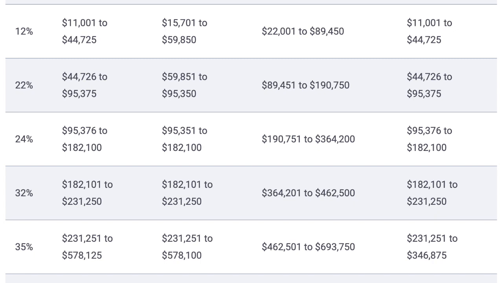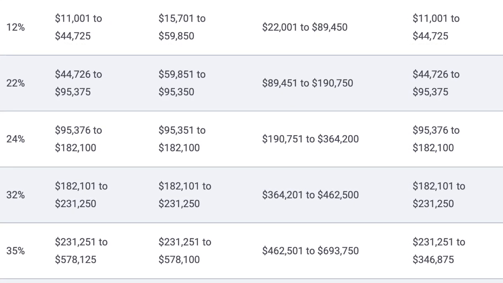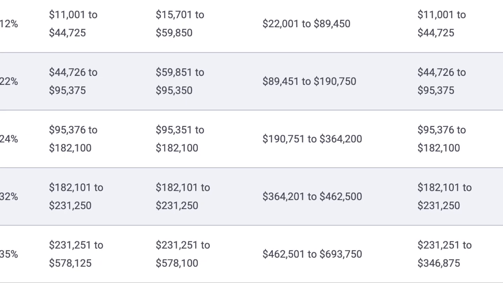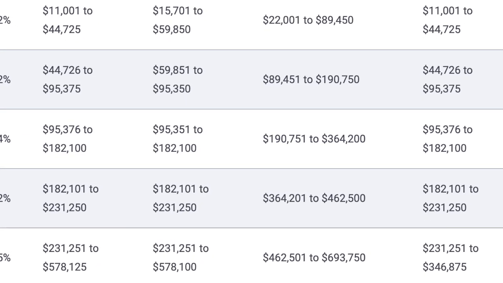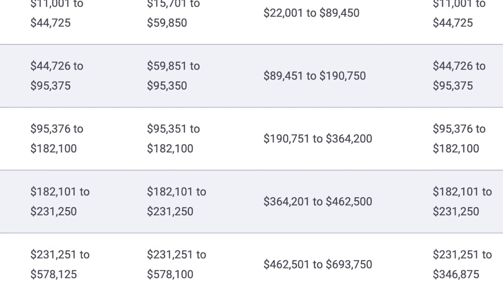The other thing to pay attention to is your marginal tax rate. What I mean by that is, let's say you're single and your income is $100,000 per year. That means you're in the 24% tax bracket, and you're going to be in that bracket up to about $182,000 of taxable income. So no matter what you do above that for the next $82,000, you're going to be still taxed at 24%.